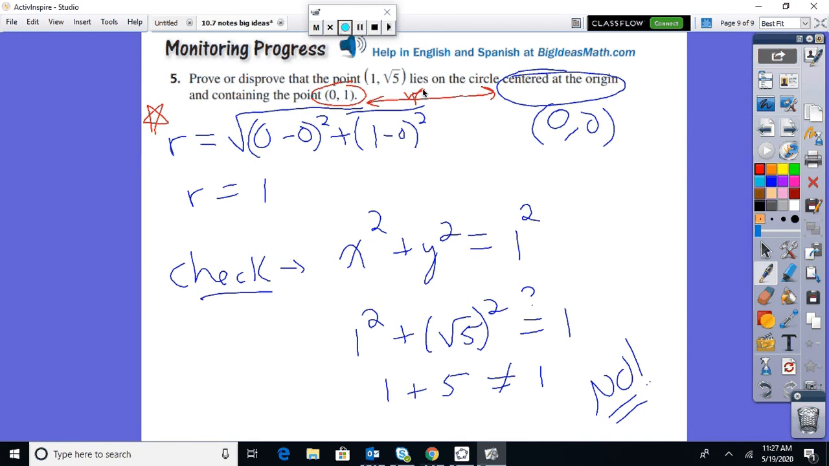All right, so once you get your radius, now you're checking. It's at the origin, so it's x squared plus y squared. Plug your radius in, and then you're checking to see if the point that they give you, in this case (1, root 5), works. So plug the 1 in for the x and the root 5 in for the y. Check it. No, it does not equal 1, so that point cannot be on a circle centered at the origin containing the point (1, 0).